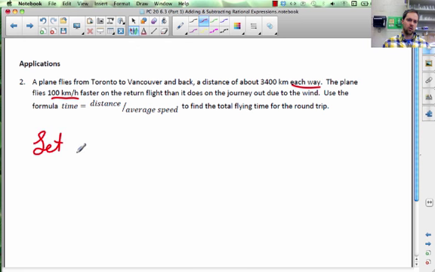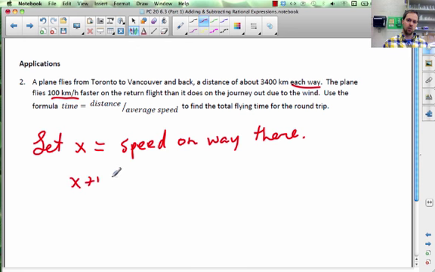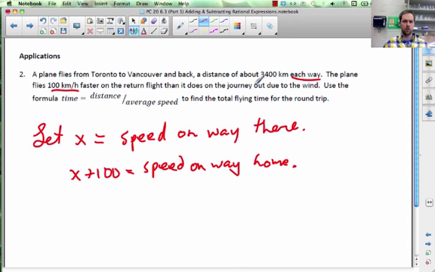So let x equal speed on the way there. Then speed on the way back, the plane flies 100 kilometers an hour faster on the way back, so x plus 100 equals speed on the way back. There you go. Now it flies 3,400 kilometers each way, and we want to find the total flying time.